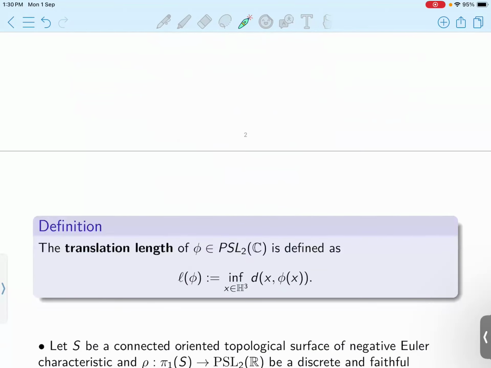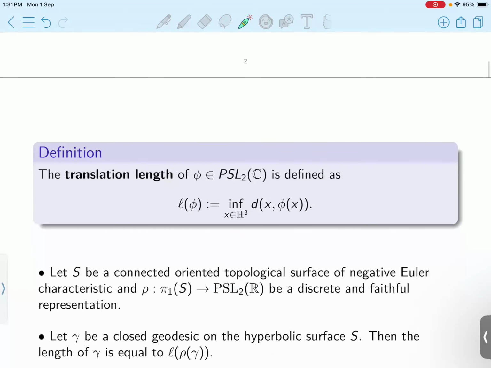The translation length of an element phi in PSL2C is defined to be the infimum of d(x, phi x) for all x in H3. Here H3 is the real hyperbolic 3-space and the distance is taken in H3. Remember that H3 is the symmetric space of PSL2C. In fact, this PSL2C is the group of orientation preserving isometries of H3.